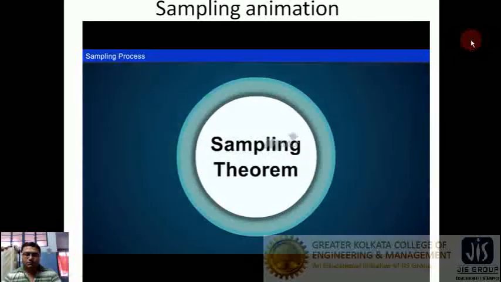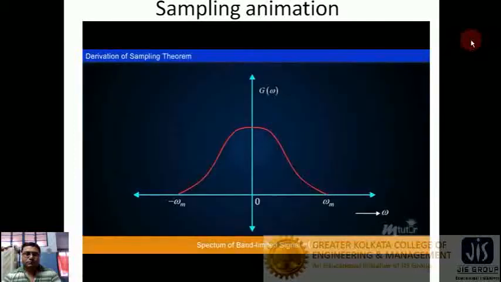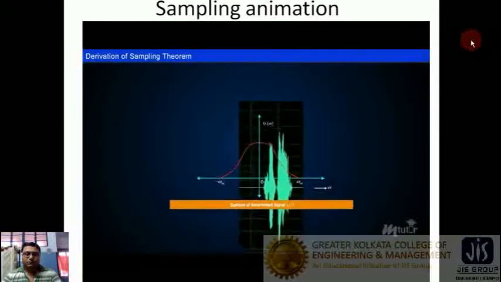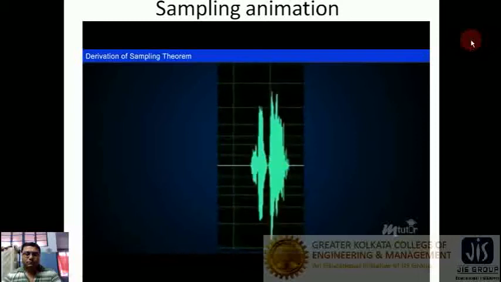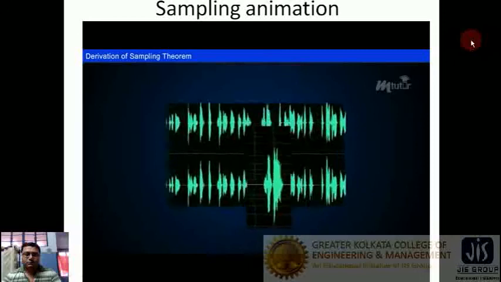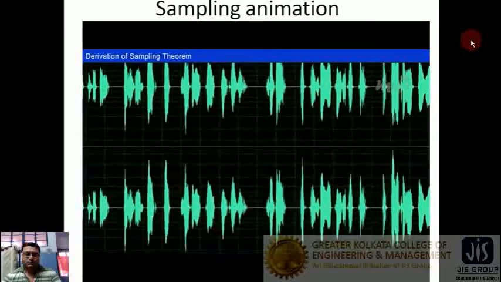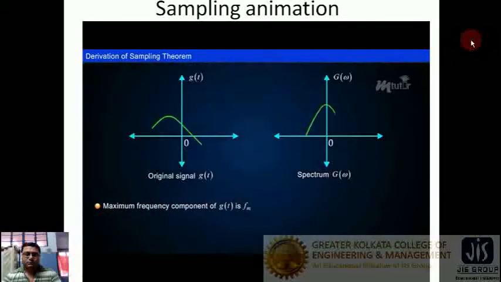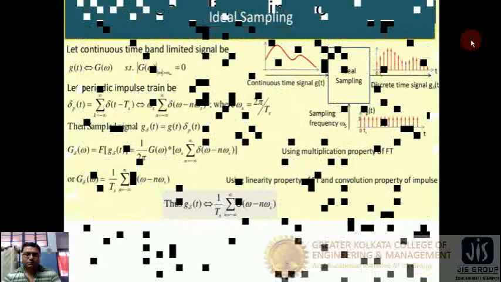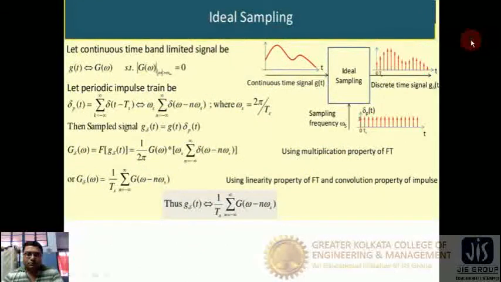Now, let us learn about the sampling theorem in detail. Sampling theorem: a band-limited signal can be reconstructed exactly if it is sampled at a rate at least twice the maximum frequency component in it. The maximum frequency component of g of t is Fm. So we have seen the sampling animations.